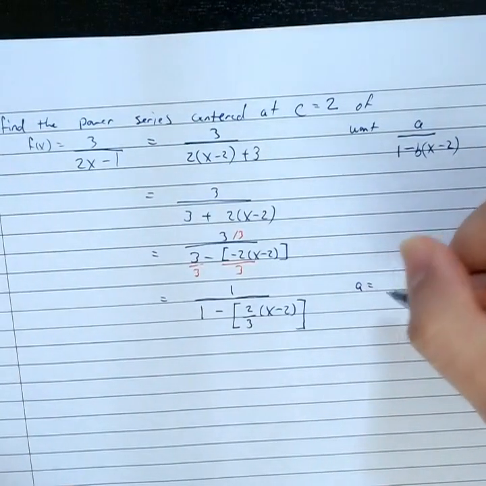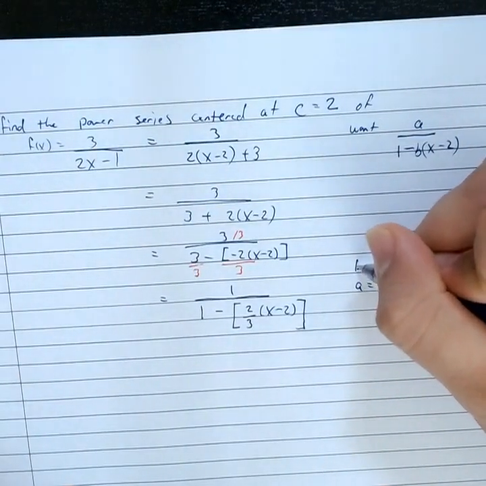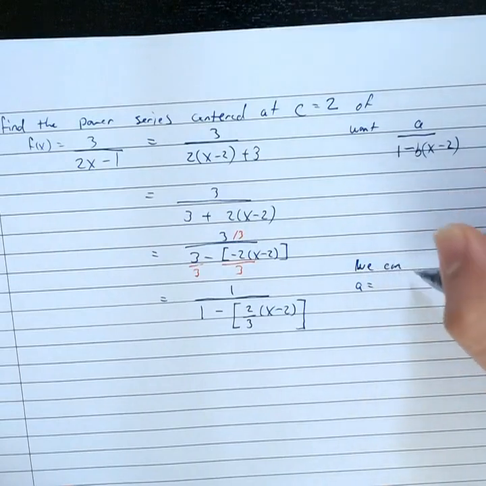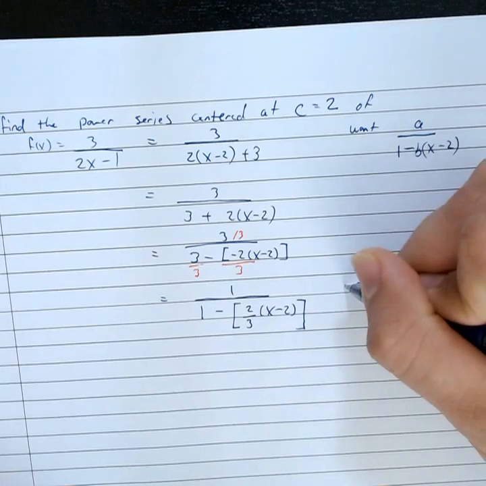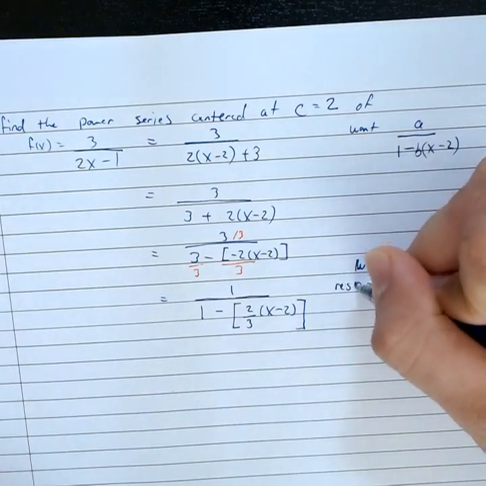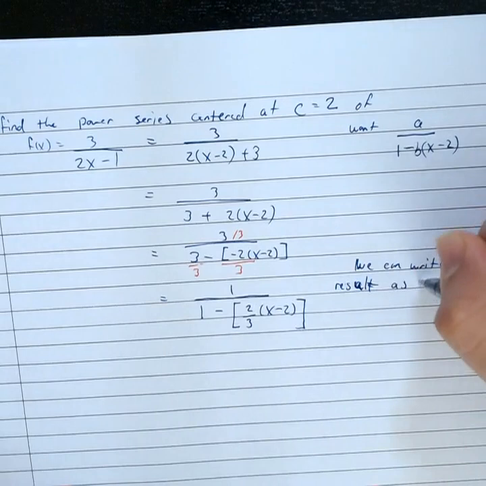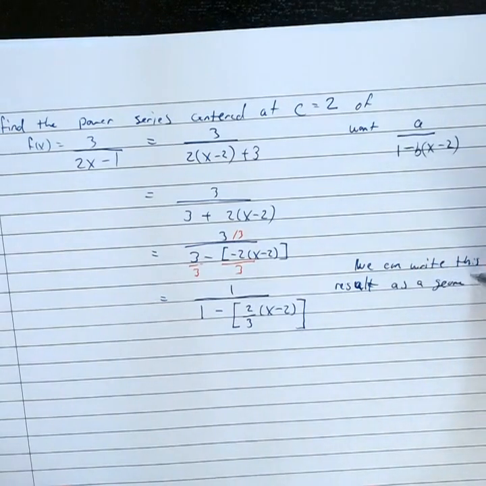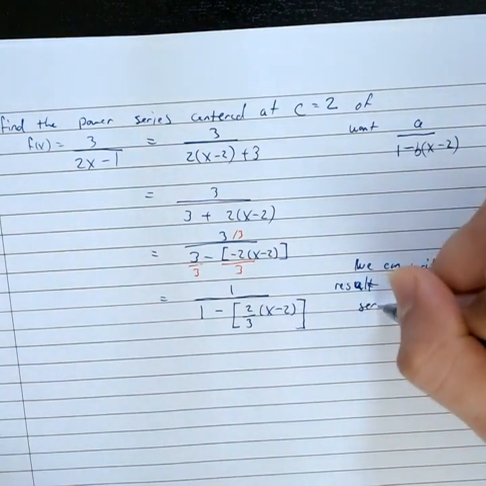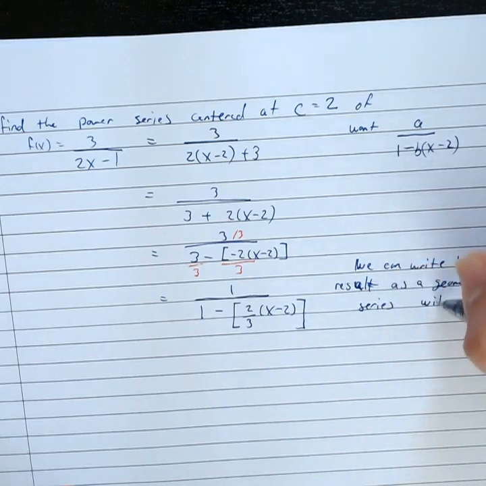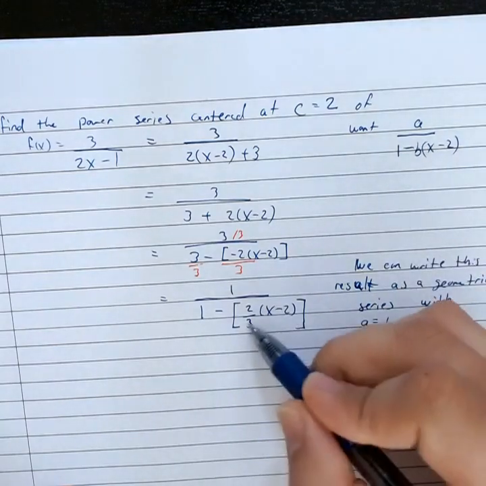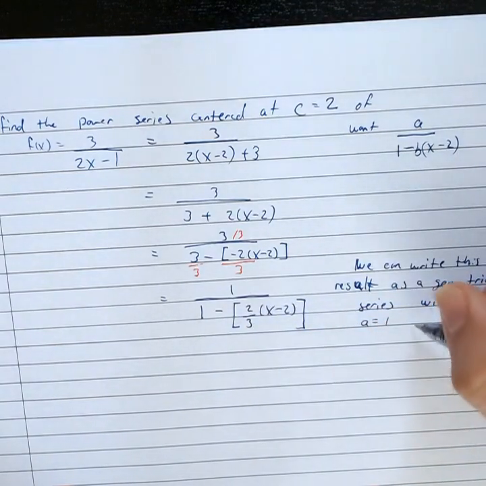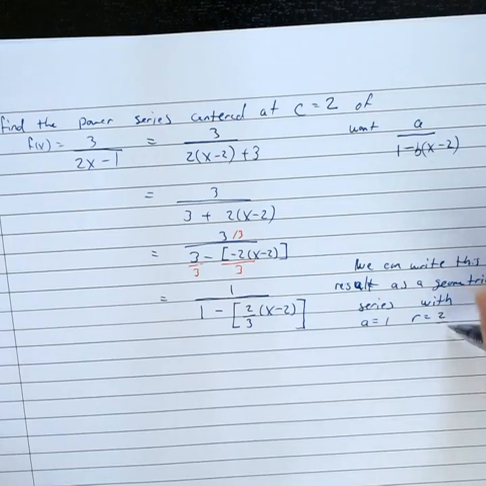So here we can write this result as a geometric series with a equal to 1, that's my numerator, and r equal to the stuff that I'm subtracting away from the number 1. So r is equal to 2/3 times x minus 2.